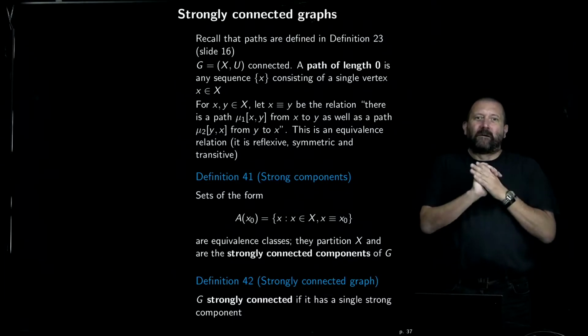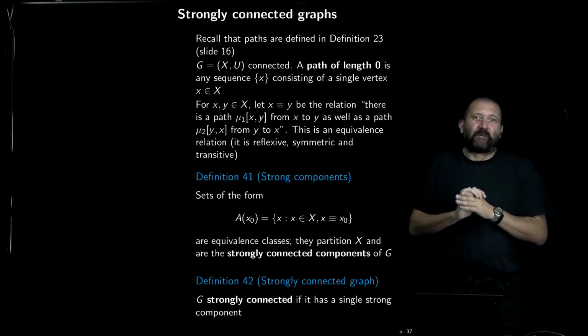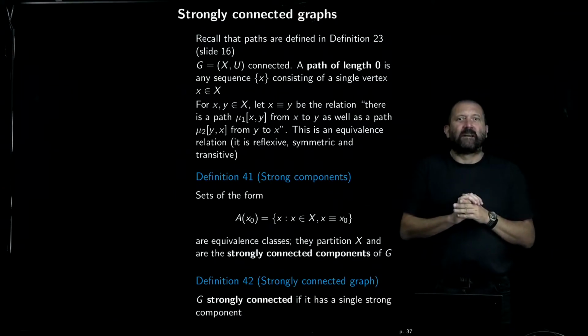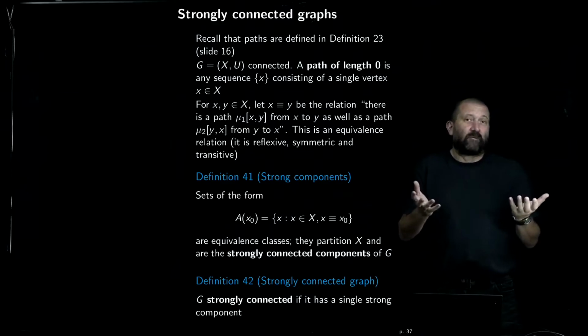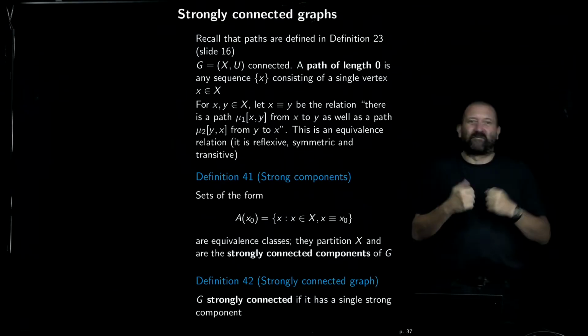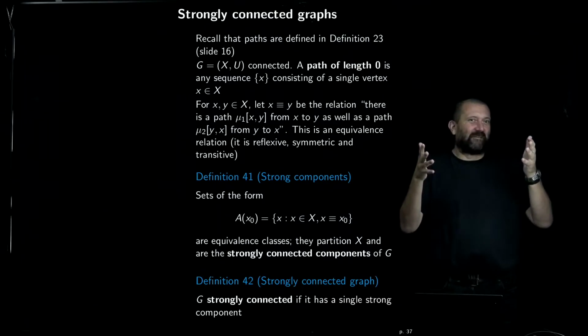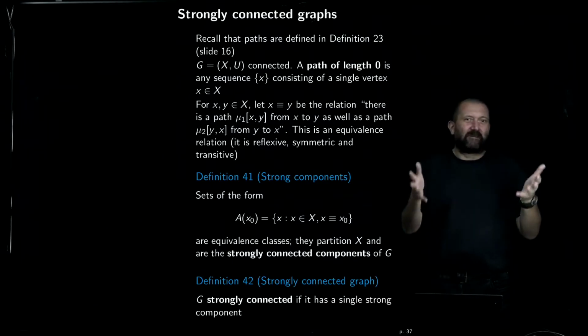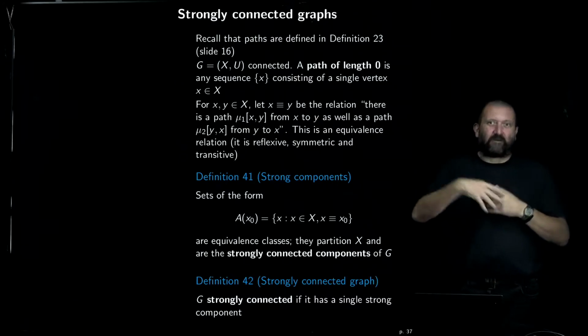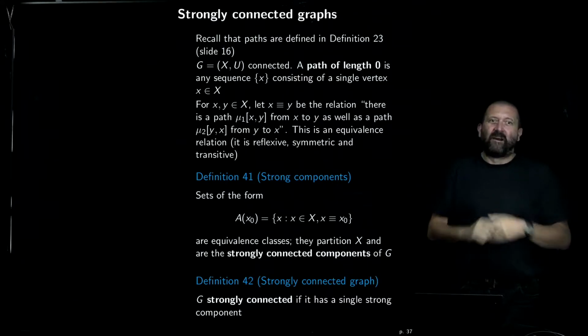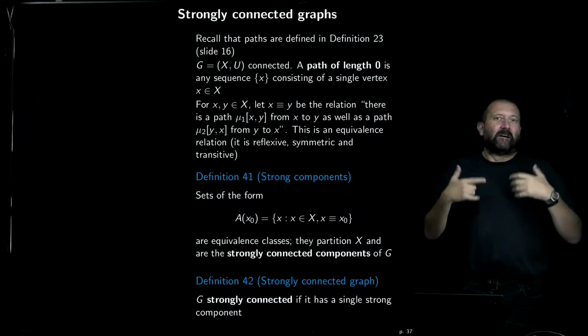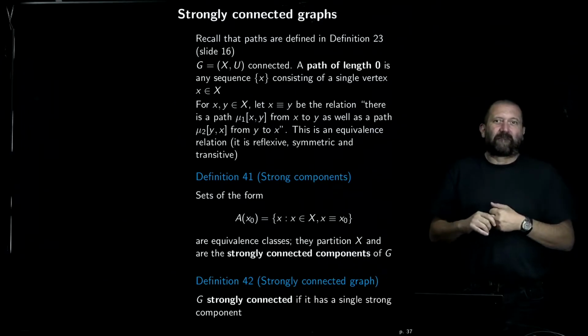Now, we are going to say that a path has length 0 if it is just one vertex. So take a sequence of length 1 that consists of that single vertex, then you have your path of length 0. If you have more than one vertex, you have a path of longer length.